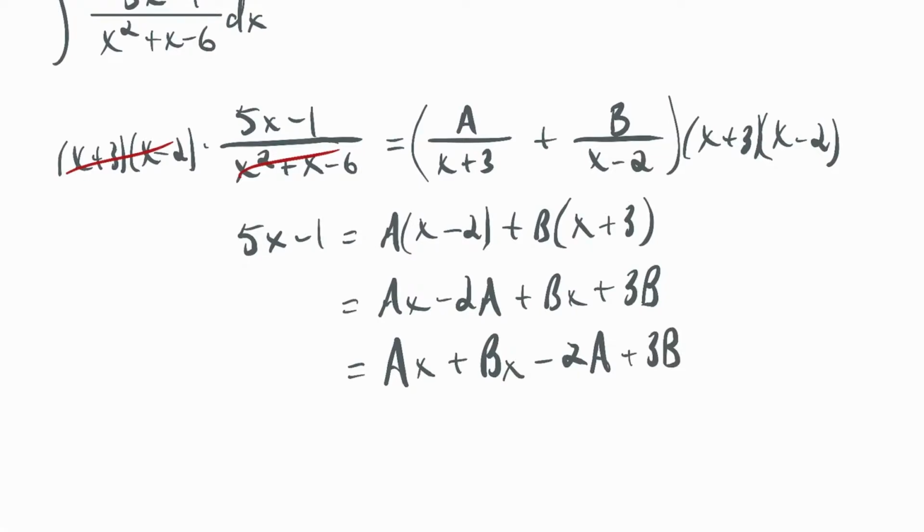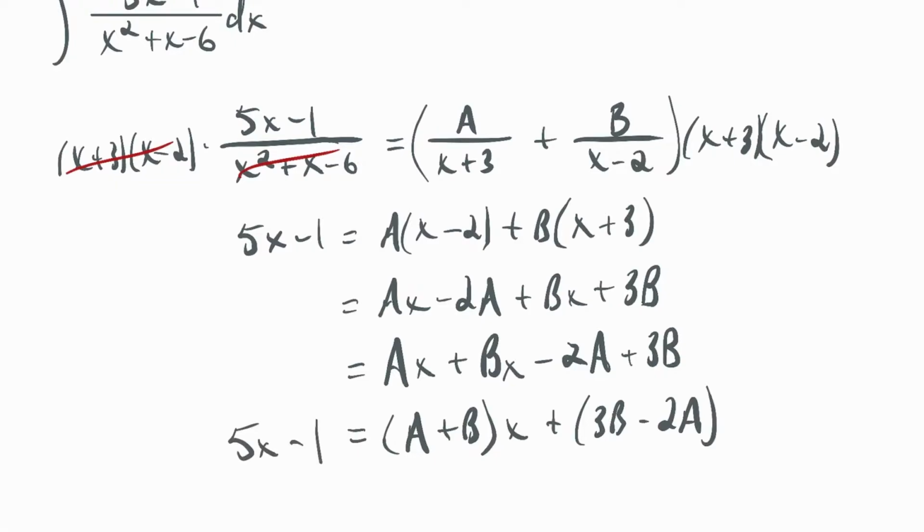Okay. Now on the right, I'm going to factor out the x, a plus b times x. And then plus, I'll put this in parentheses. I'll change the order. It doesn't really matter, but I basically want to put the minus in between them. Okay. So 5x minus 1 equals a plus b times x plus 3b minus 2a as a linear equation for any value of x that I want.